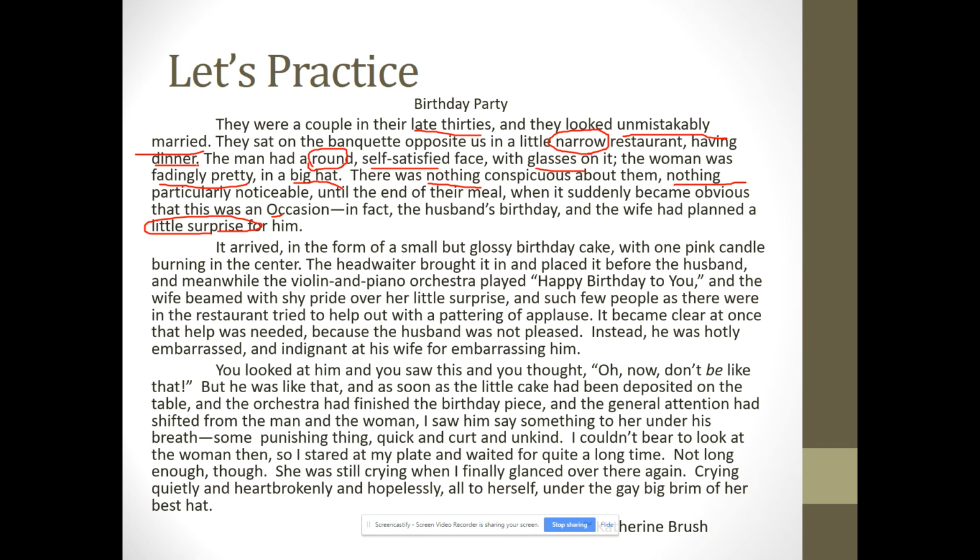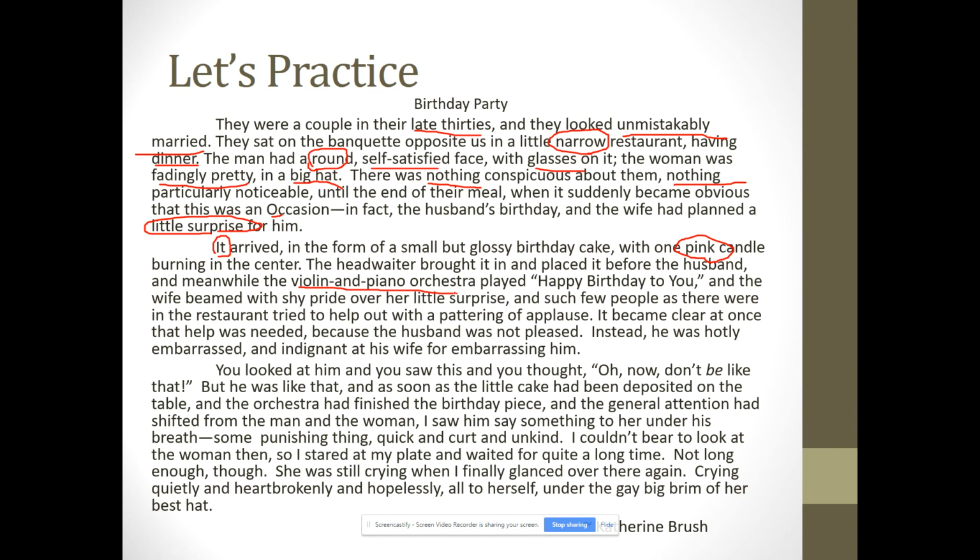Let's look at the next paragraph, paragraph number 2. The author chooses to say, "it arrived," right off the bat, instead of saying the word cake. It is a pronoun and impersonal. There is a pink candle, which is an interesting color choice for the husband's birthday. There is a violin and piano orchestra, so this is a fancy restaurant.